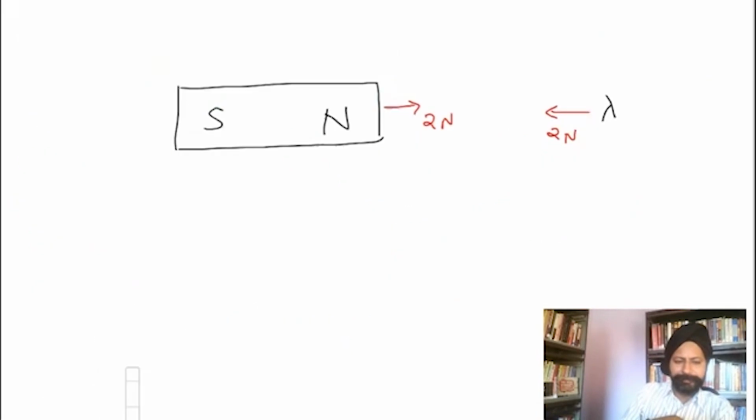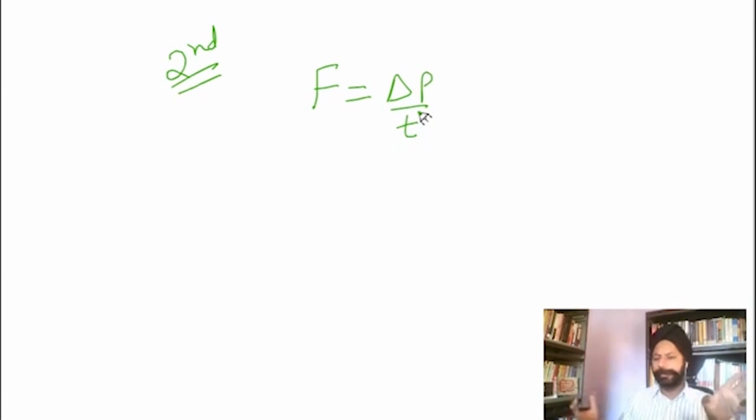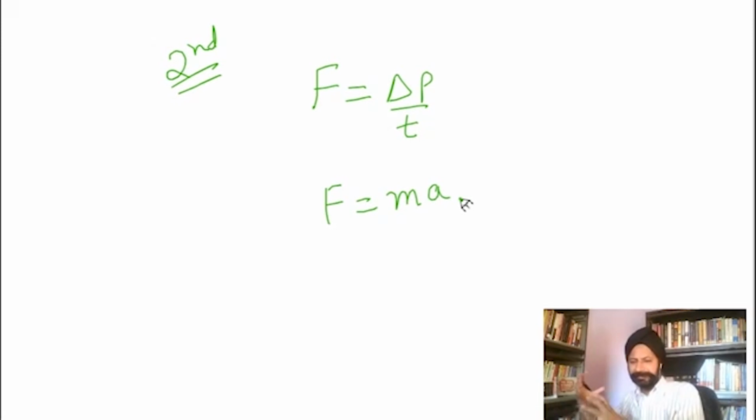So I'm going to summarize all of this on the next page. Second law, the most useful law, you have to understand both ways. First of all, F equals delta P by T. This is what Mr. Newton is telling you. You have to honor him by understanding what he is saying. This can also be written as F equals ma, right? And F equals ma is what you're going to use most of the time.